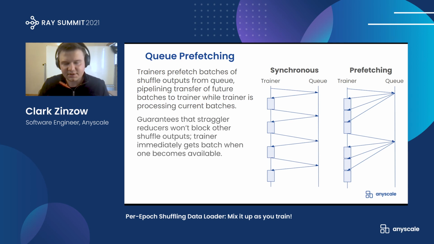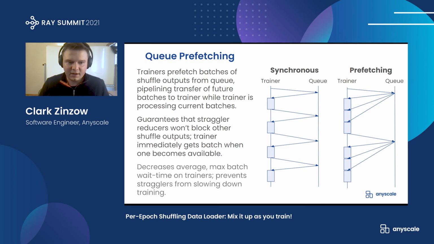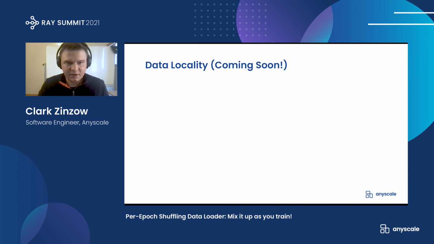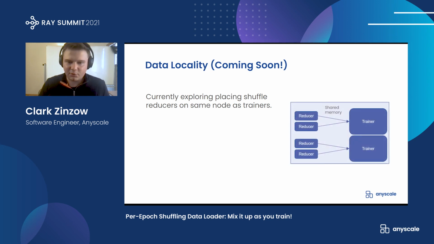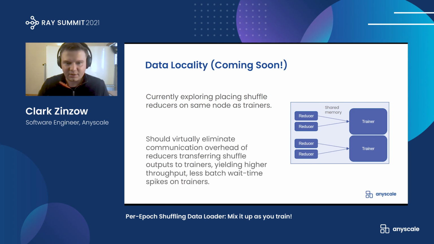And so that also is a big help to mitigate stragglers when we're sitting there waiting for data to be transferred. And then if there's a GPU batch available, trainers will always see that as soon as possible. And so we've found in practice that this decreases average and max batch wait time on trainers, which is great. Training goes faster. And then I'll briefly talk about data locality, but I'll go into this more probably in a future talk. We're currently exploring placing shuffle reducers on the same node as trainers, as I mentioned before. And then this should virtually eliminate the communication between reducers and trainers, which is great. Higher throughput, less batch wait time spikes.